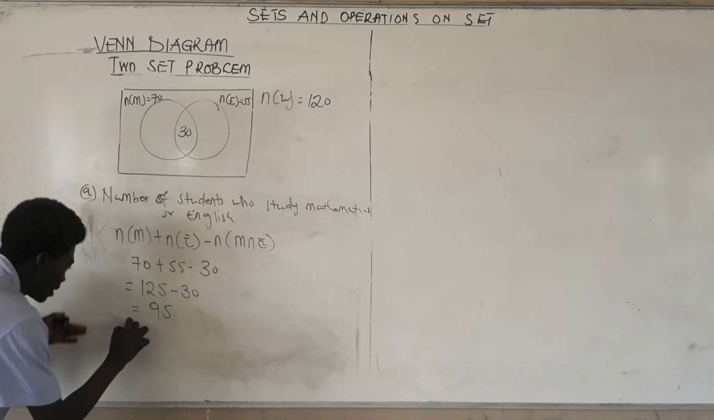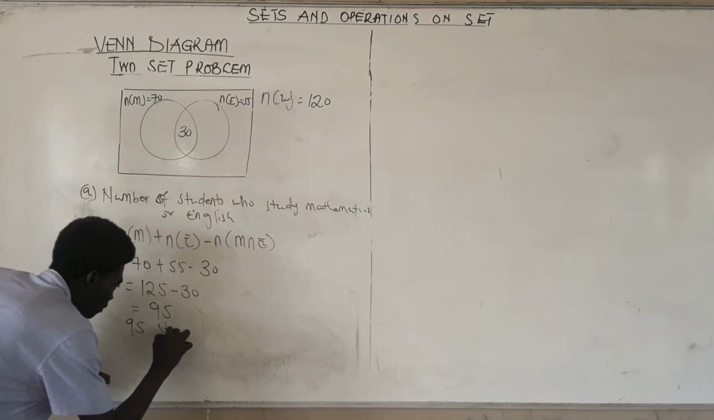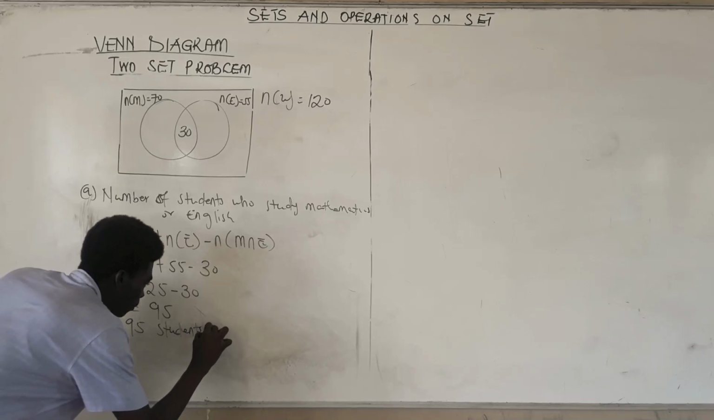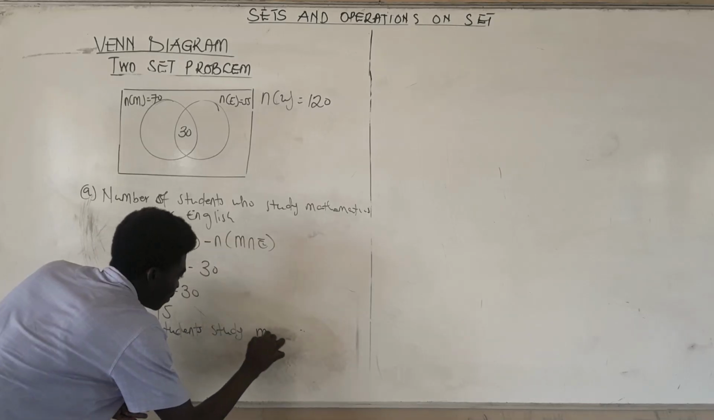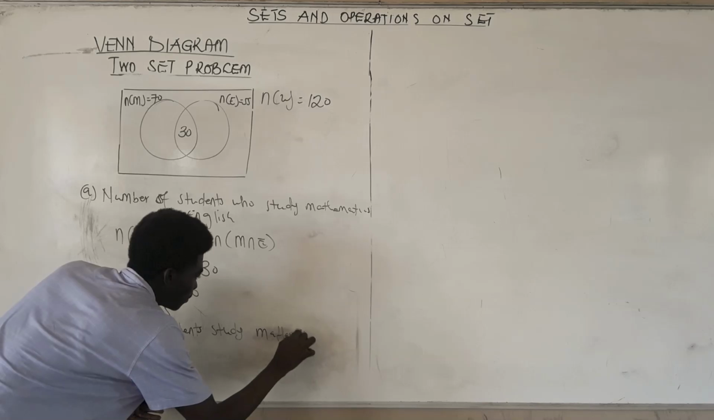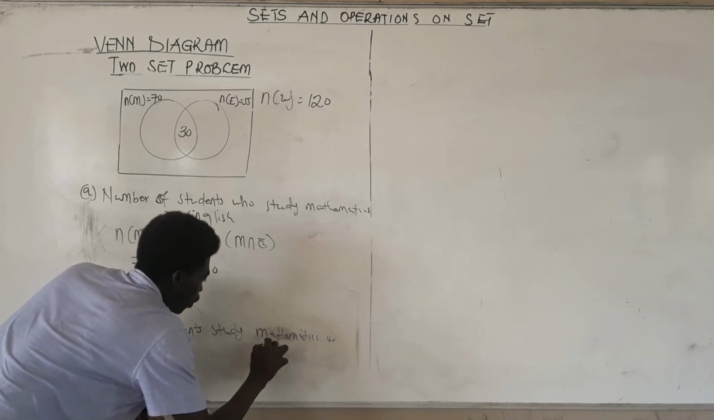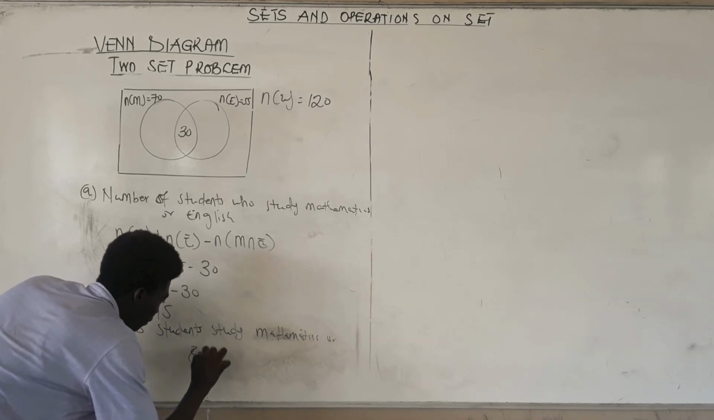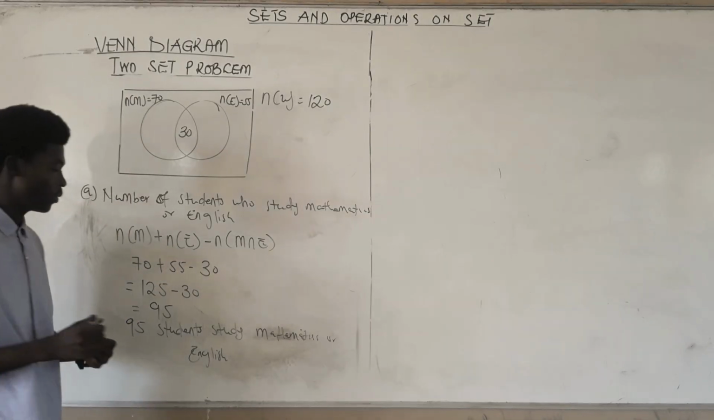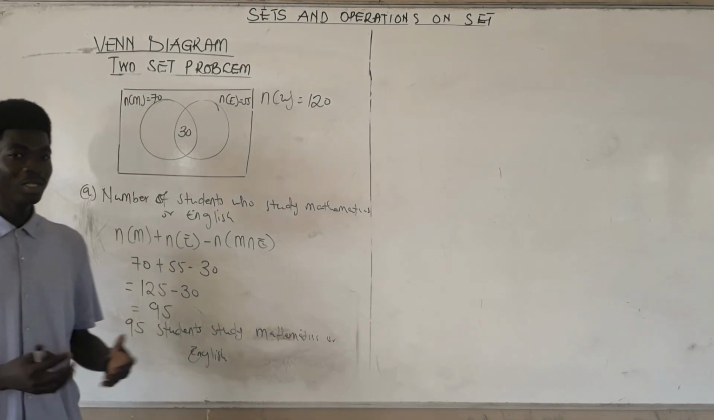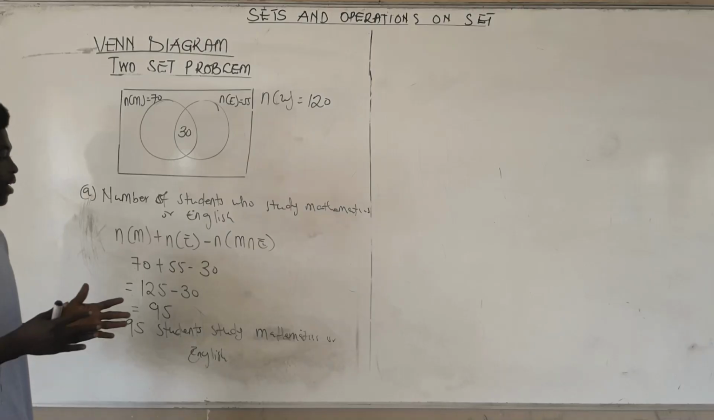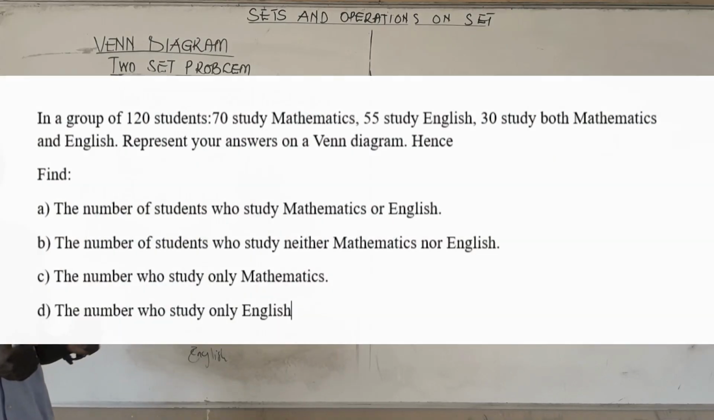So we conclude that 95 students study mathematics or English. Yes. So that is it. I hope it is clear. Okay. Now let's solve the second question.